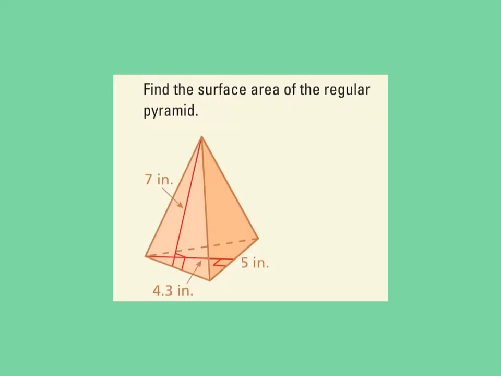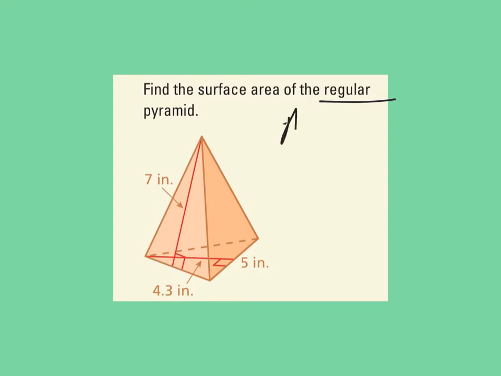Find the surface area of the regular pyramid. Again, this regular is important to note. That means when we look at that base that it's an equilateral triangle. And so we are going to do the area of the base. I don't want to have a B right there though. Let's get rid of that.